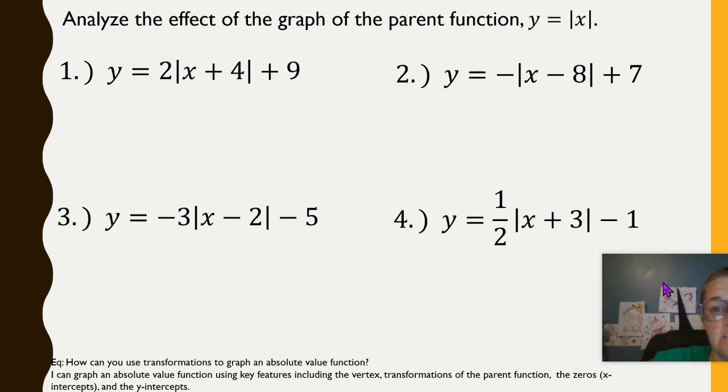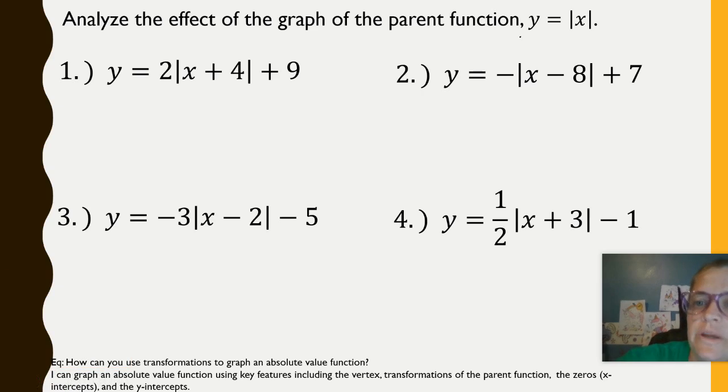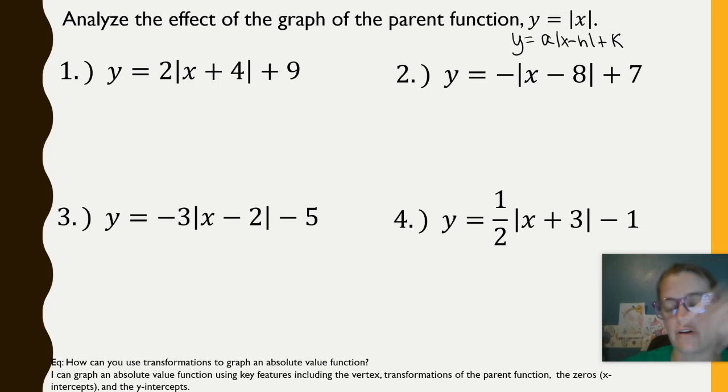All right, so the first thing you always want to do is remember, this is the parent function. So that would be the basic, easy graph. And we want to describe what happens if we have an A in front of there, if we have an H inside with the X, and what do we have when we have a number at the end? What do all these things do to that graph?